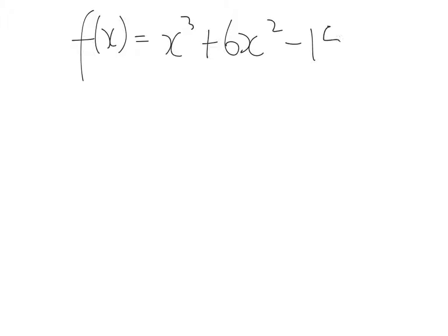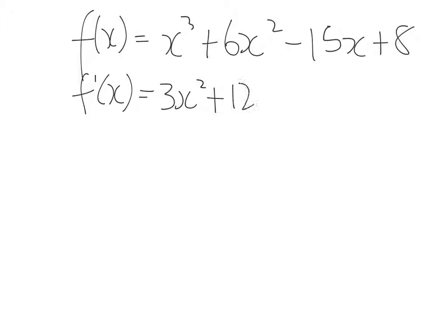Right, so first one, we want to find where this function is increasing. So x cubed plus 6x squared minus 15x plus 8. So the first thing we do is differentiate to find f dashed of x. So we get 3x squared plus 12x minus 15. And we want to find out where it's increasing, so where that's bigger than 0. So I'll just write here, increasing.